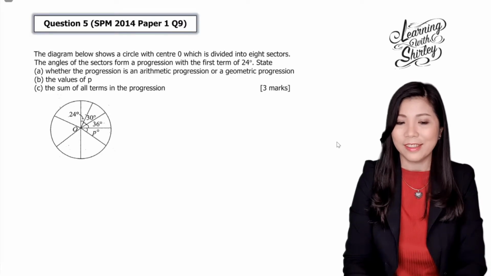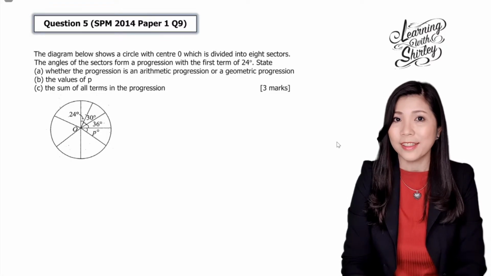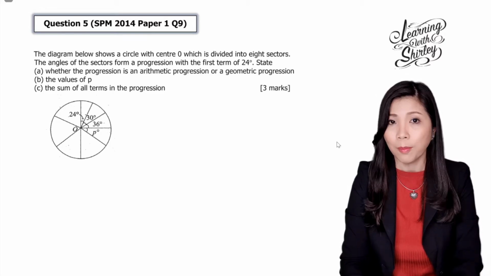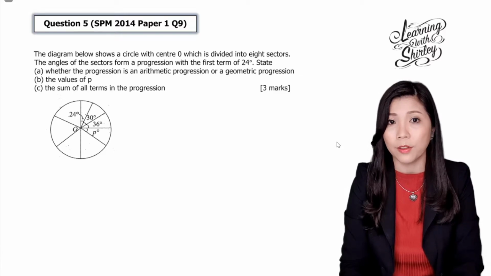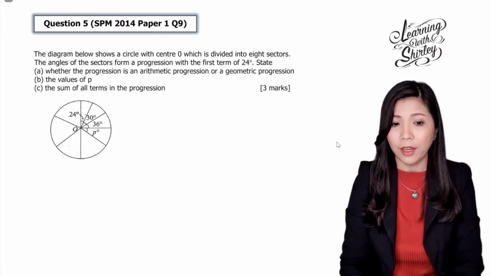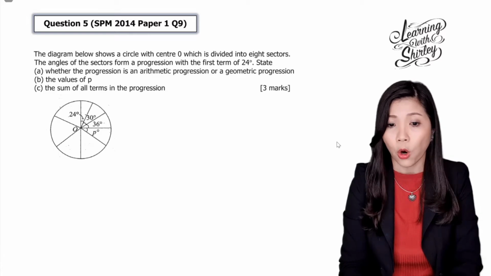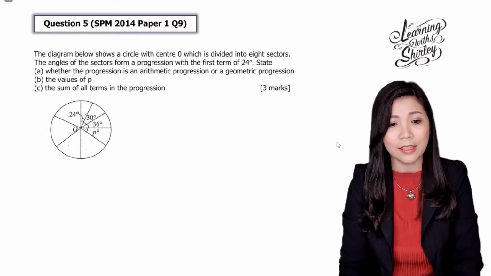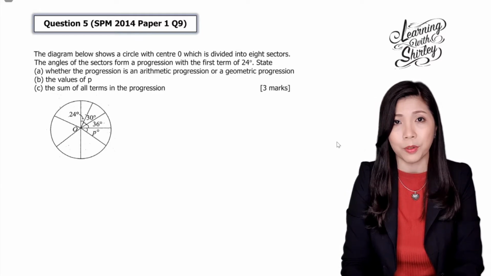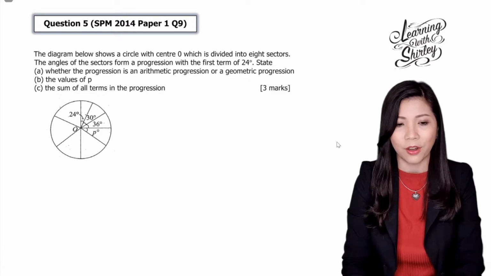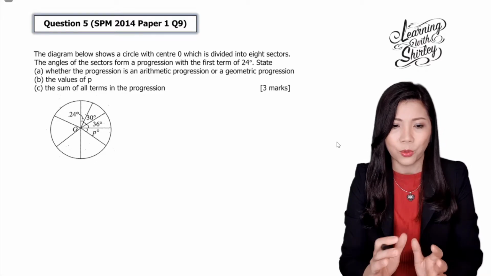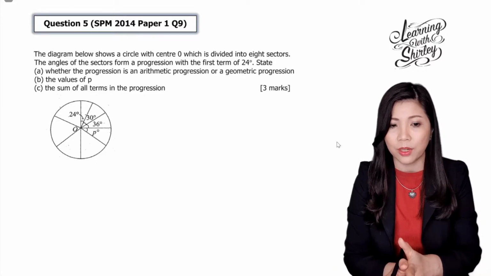Let's look at the next question. This is SPM 2014 question 9. The diagram below shows a circle with center O which is divided into 8 sectors. The angles of the sectors form a progression with the first term of 24 degrees. A, state whether the progression is an arithmetic progression or a geometric progression. B, find the values of P, and C, find the sum of all terms of the progression. And this is 3 marks. And it gives you a pie chart, so 24 degrees, 30 degrees, 36 degrees, P.